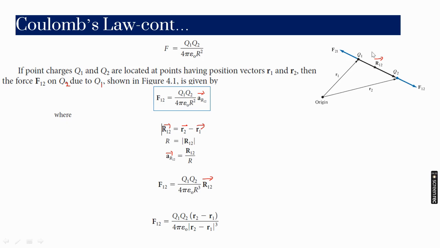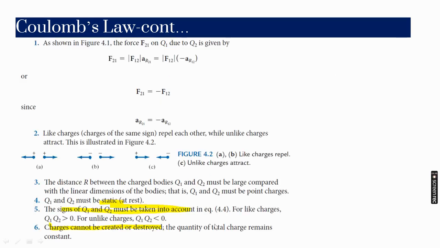So if I consider these vectors small r1 and r2, I can write it. R12 we already found that it is r2 minus r1, so that vector divided by its magnitude, the magnitude of r2 minus r1, the whole cube.